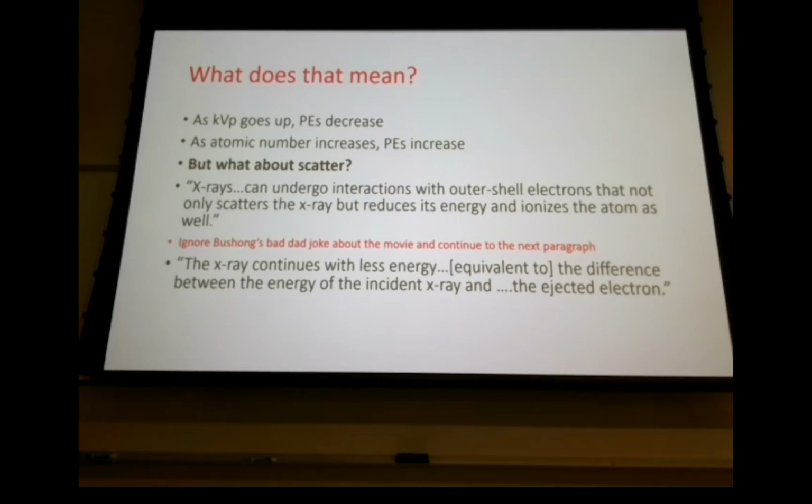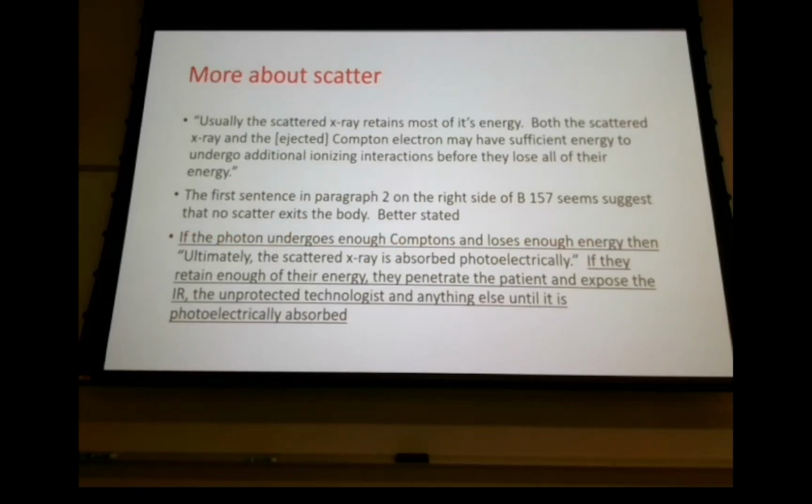All right. So X-rays can undergo interactions with outer shell electrons, and that's where you get your Comptons, which not only scatter, but reduce the energy. It ionizes the atom, but it reduces the energy of that X-ray photon. So it hits multiple outer shell electrons. It's going to lose energy with each one of those interactions until it eventually becomes photoelectric. All right, so the X-ray continues with less energy until it either penetrates the patient or hits an electron it can't eject.